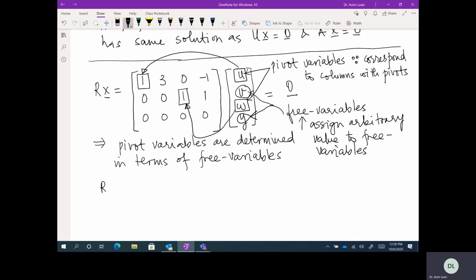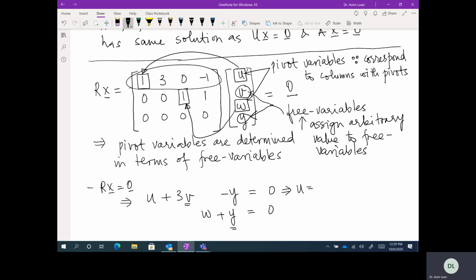So Rx equals 0 implies, from the first equation here, u plus 3v minus y equals 0. The second equation implies w plus y equals 0. So which are the free variables? The free variables are v and y. So I'll write this one as u equals minus 3v plus y, and this implies w equals minus y.